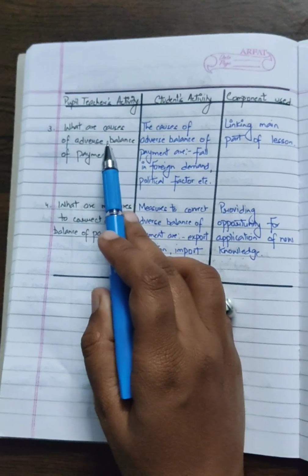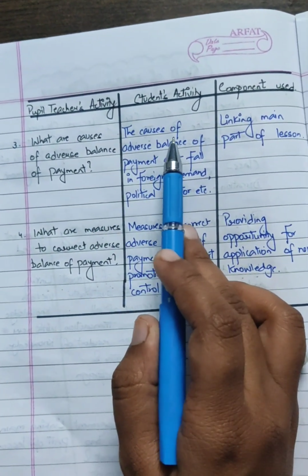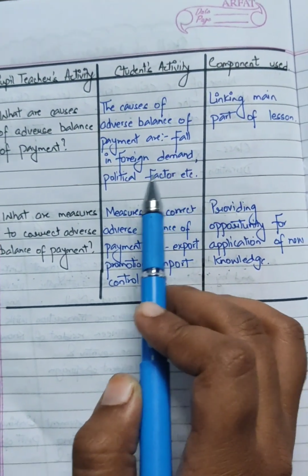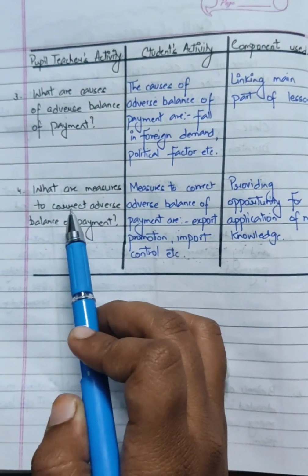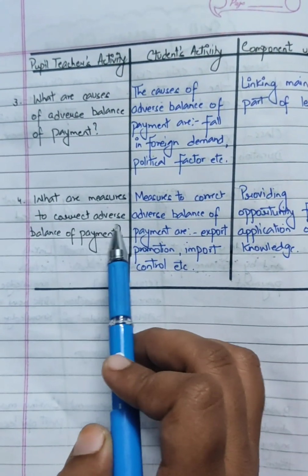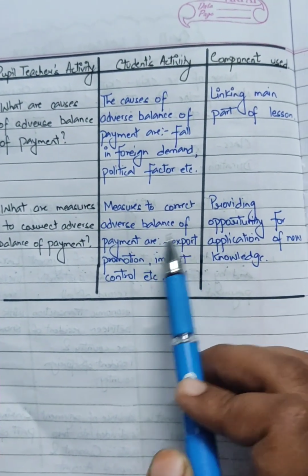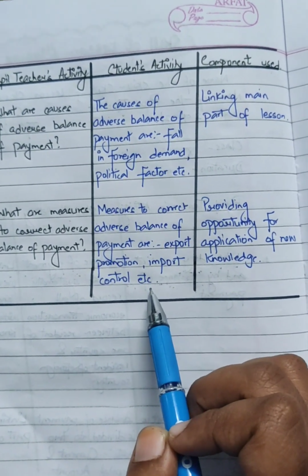The next question is, what are the causes of adverse balance of payment? The causes of adverse balance of payment are fall in foreign demand, political factors, etc. The next question is, what are the measures to correct adverse balance of payment? Measures to correct adverse balance of payment are export promotion, import control, etc.